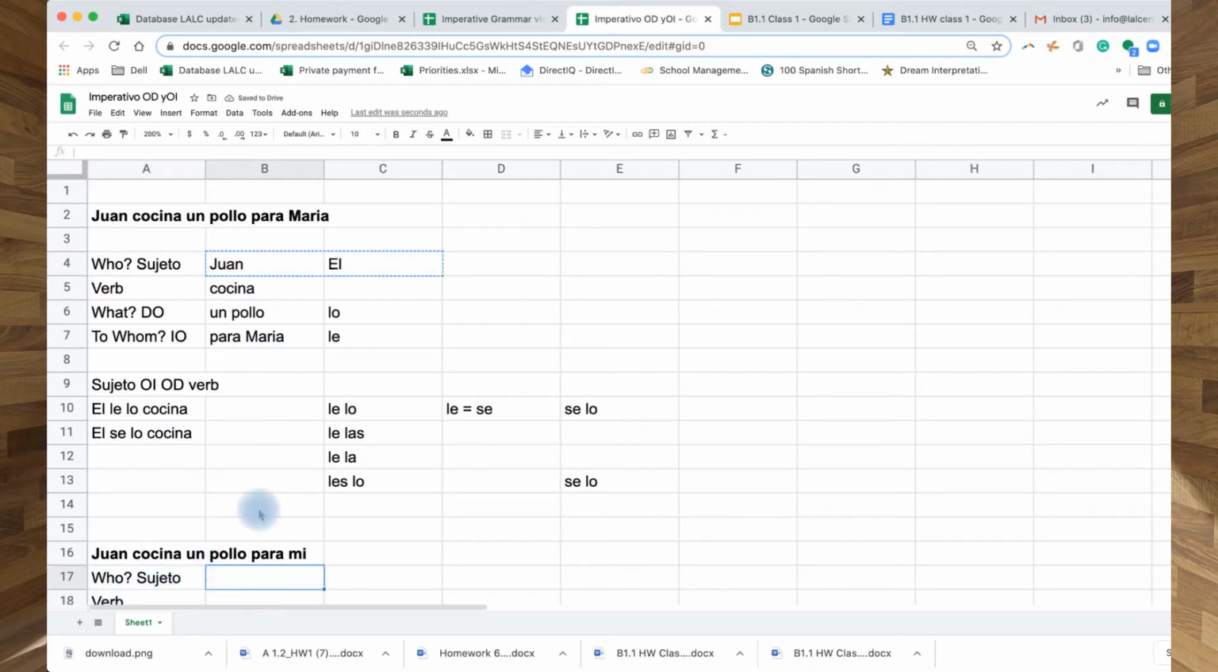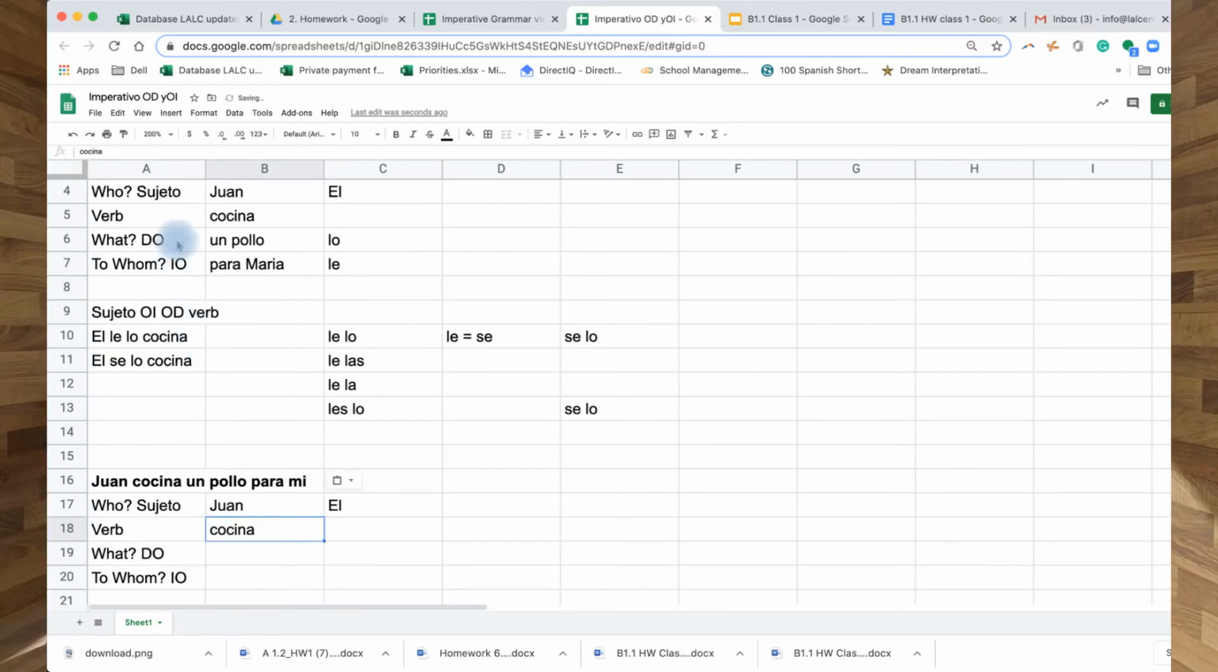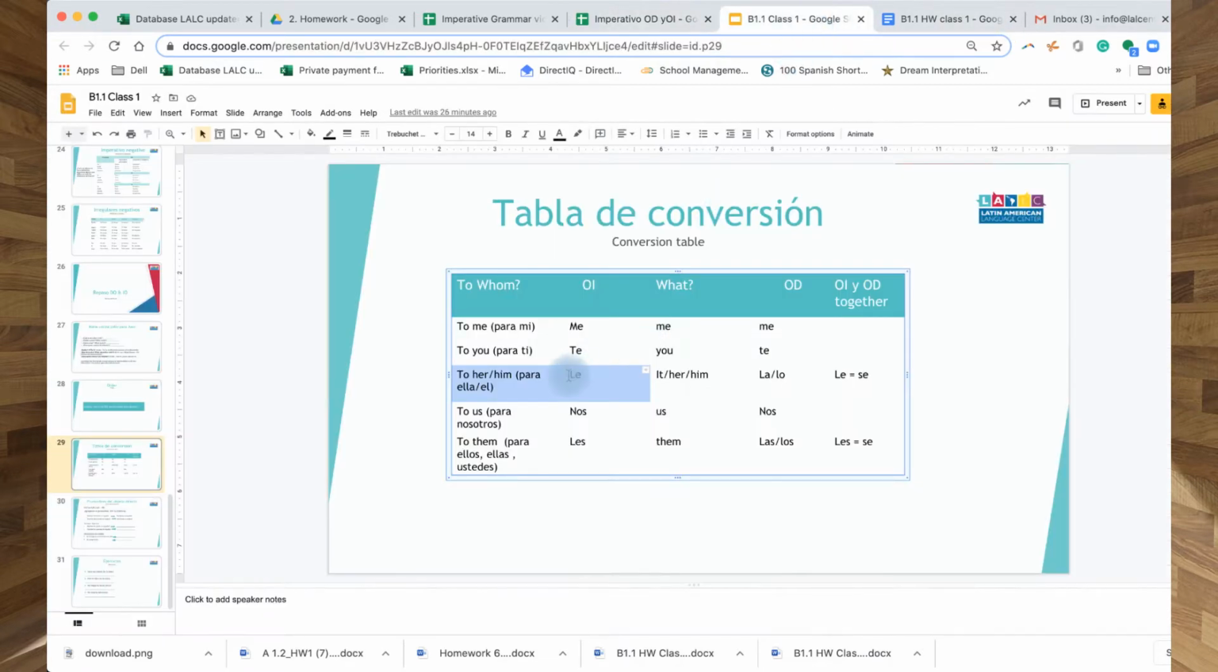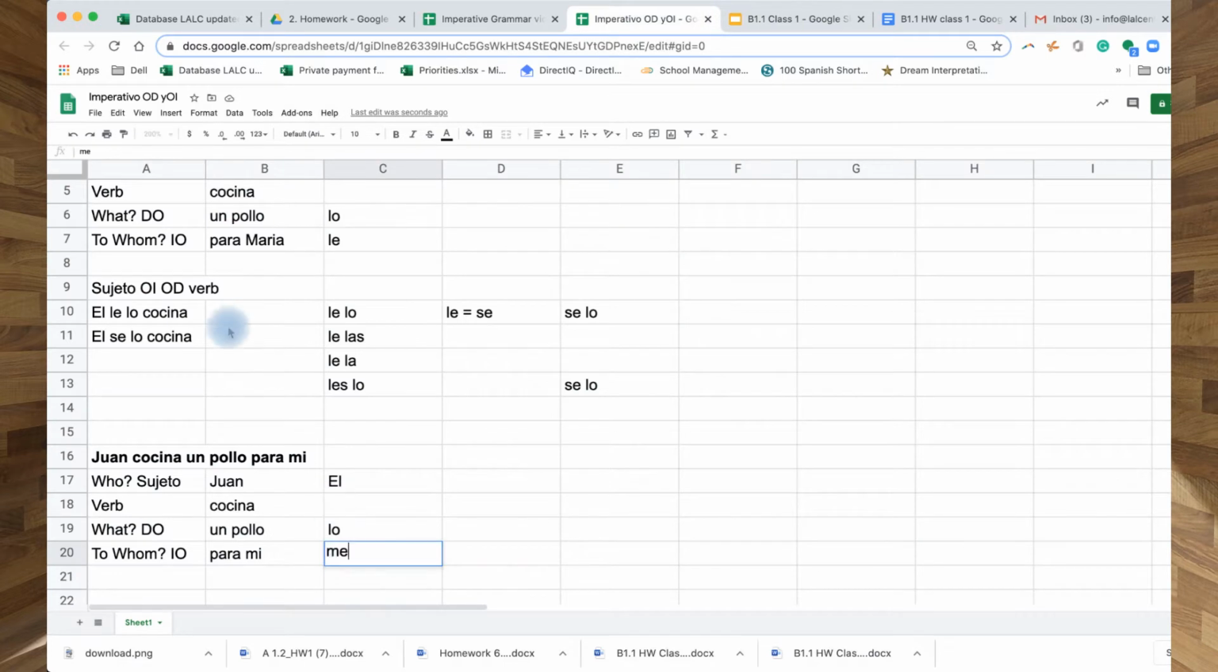Él cocina un pollo, but to whom in this case? Para mí. So for me, the indirect object would be "me." So in this case it's me, and let's follow the order. So: él me lo cocina. This is the order: sujeto.